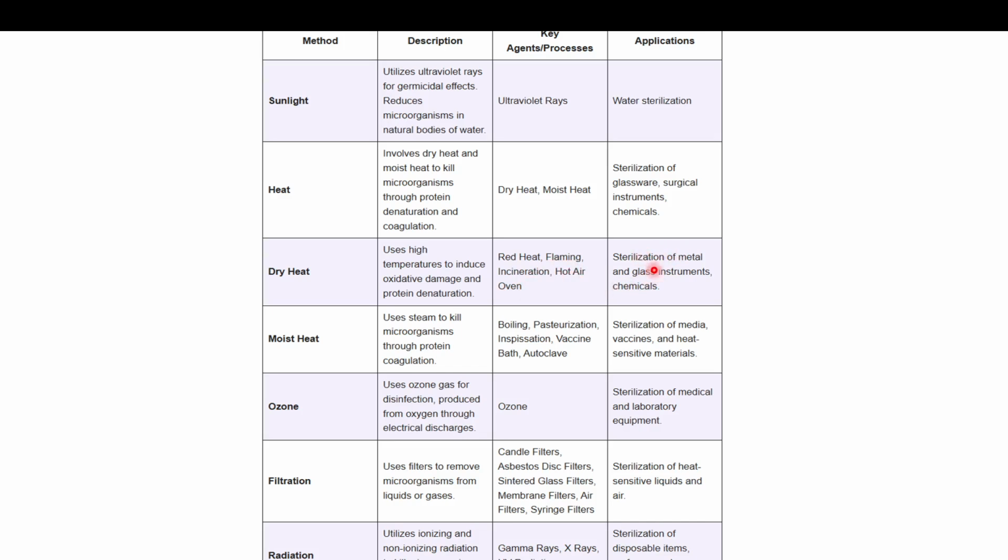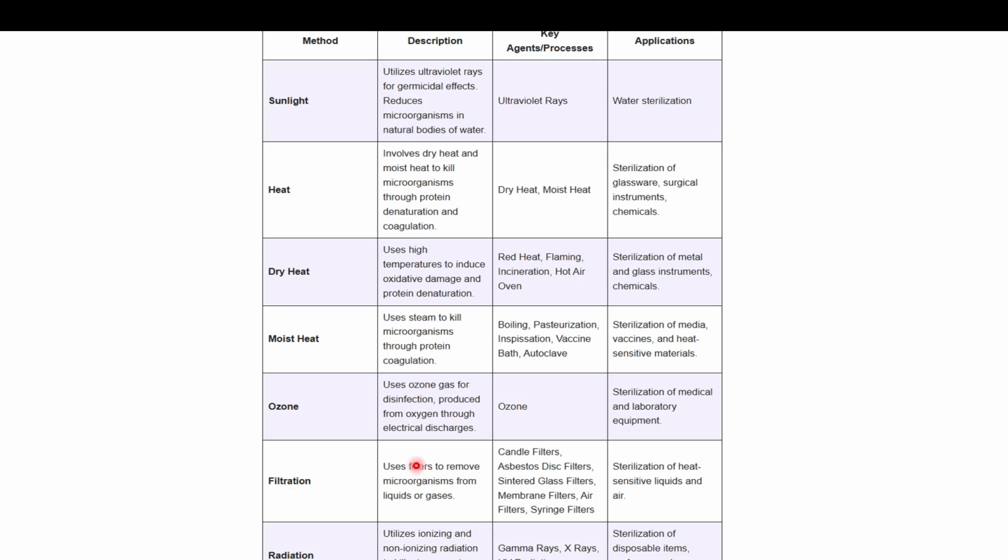Incineration and the hot air oven are basically for sterilization of metal and glass instruments that I was talking about, or chemicals as well. Then moist heat uses steam to kill microbes through protein coagulation. You can do boiling, pasteurization, inspissation, vaccine bath, autoclaving. Basically you are sterilizing the media, vaccines, and heat sensitive materials. One can also use ozone gas for disinfection, produced from oxygen through electrical discharges, which is used for sterilization of medical and laboratory equipment.